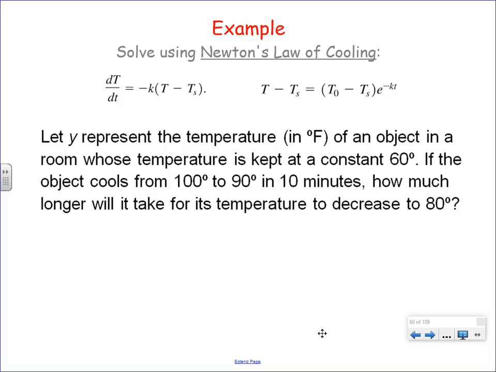Who uses Fahrenheit? We should use Kelvin. Just because, it's science. Science uses Kelvin. The water temperature in Fahrenheit, whose room temperature is kept at a constant 60. That's our T sub S, right? That's the surrounding temperature. The object cools from 100 to 90 at t equals 10. How much longer will it take for its temperature to decrease to 80 degrees?